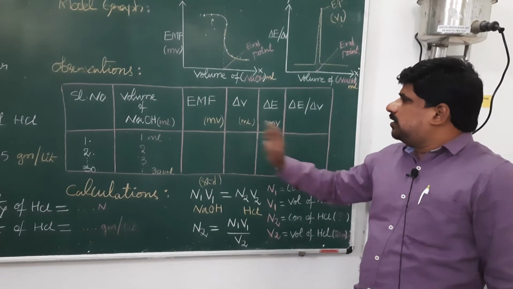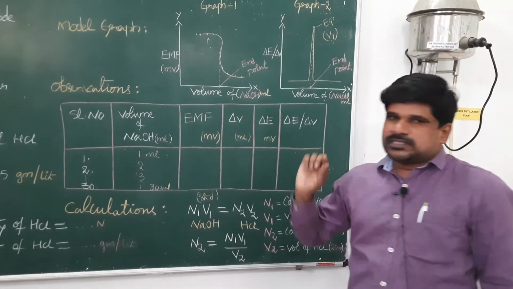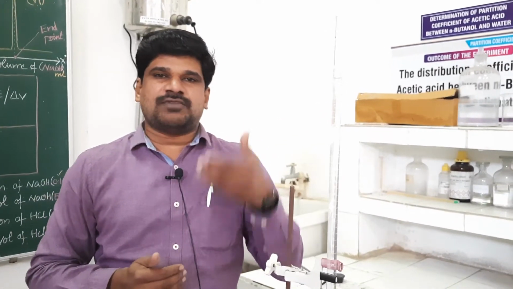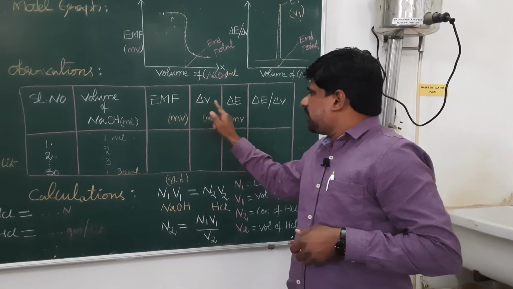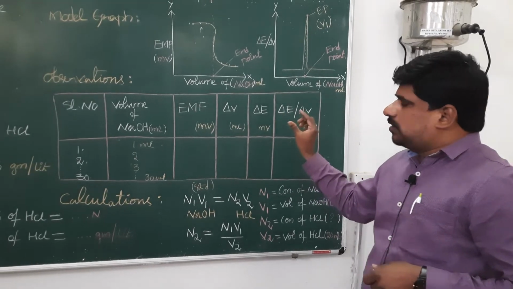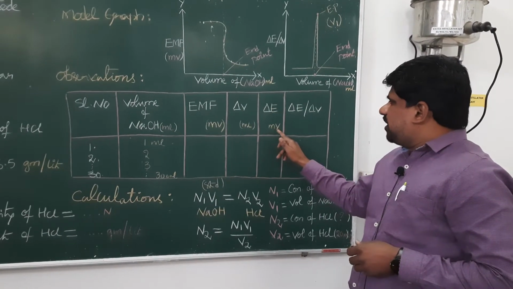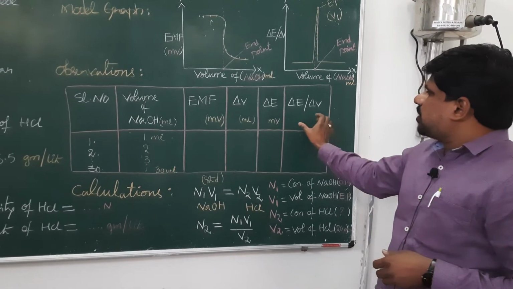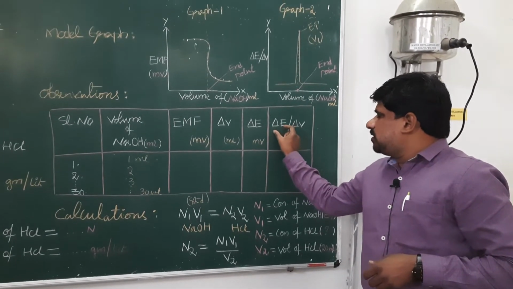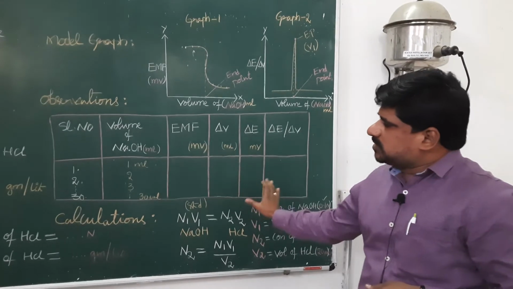The next column is delta V, that is the change in volume in ml, meaning how the volume changes from the first drop to the second drop. Then delta E, which is the change in EMF value from the first point to the second point, in millivolts. The last column is the ratio of delta E by delta V, the change in EMF over the change in volume. All these are observations.